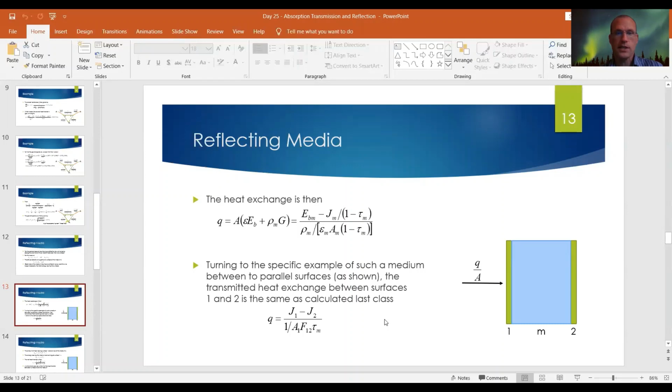If I want to look at the specific example of a medium between two parallel surfaces like we had before, heat exchange between my two surfaces, same as before. So Q, J1 minus J2 over 1 over A1 F12 tau m. So this is the amount of energy that gets transmitted straight through the medium between surface 1 and 2. Unfortunately, that's not the only way you can get from surface 1 to 2.